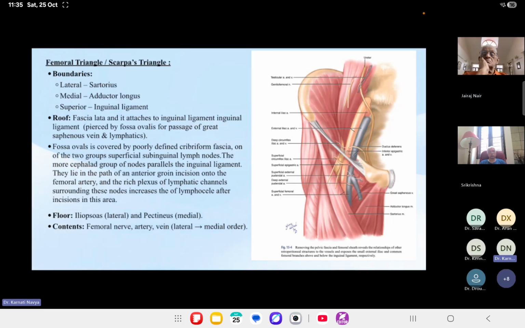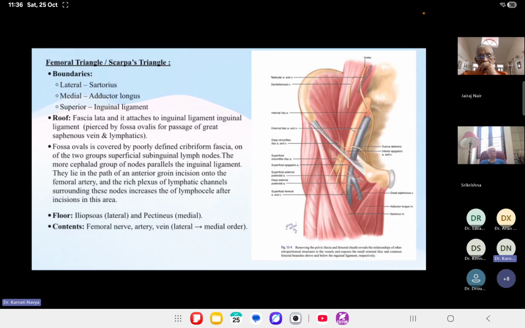This fossa ovalis is covered by the poorly defined cribriform fascia. On this, one of the two groups of superficial subinguinal lymph nodes is present. The more cephalad group of nodes is parallel to the inguinal ligament. They lie in the path of the anterior groin incision onto the femoral artery, with a rich plexus of lymphatic channels surrounding these nodes. They increase the risk of lymphocele after incisions in this area.